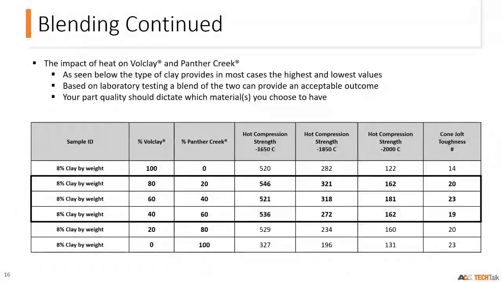This is a good example of how using a blend can positively affect the hot compression strength. The heavy black line delineates the clay ratio that is most common in North American foundries. And you can see very clearly that your hot compression strength at 1650C and 1850C is very favorable when you use a blend of the two at the most commonly used ratios in the United States.